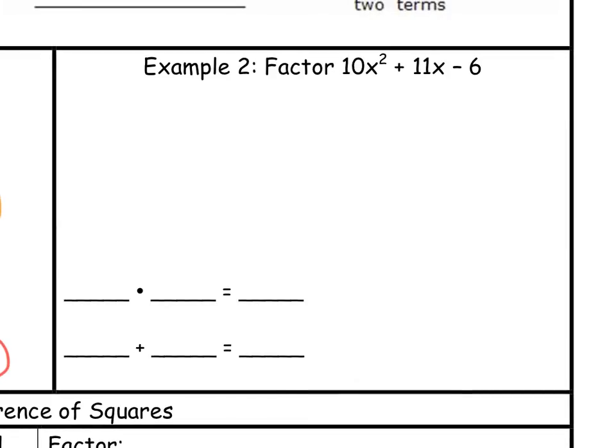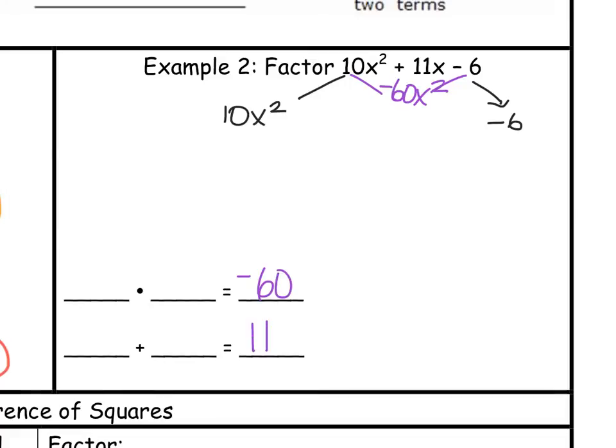And then pause the video and check your answer, or you can just follow along with me. So we're going to factor 10x squared plus 11x minus 6. And again, we're going to bring the 10x squared down, the first term, and the last term is minus 6. We're going to multiply the coefficient of x squared and negative 6, and we get a negative 60x squared. So I'm looking for factor pairs of negative 60 that add up to that middle term, which is 11.